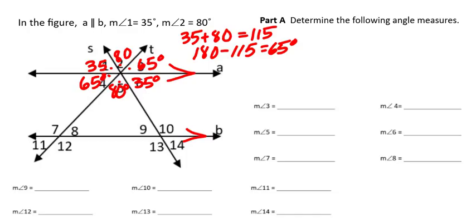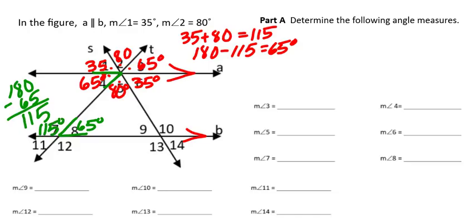First of all, I have a couple properties here that I could use: alternate interior angles and exterior angles. Let me see if I can show you this. I notice that this angle right here is an alternate interior angle to this angle down here. So if that angle up there is 65, then this angle right here is 65. Then I could solve for 7 by subtracting 65 from 180. So 180 minus 65 is 115. So that means that 7 is 115.